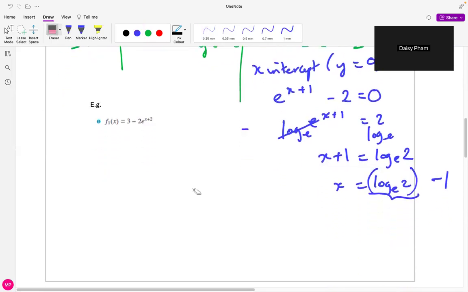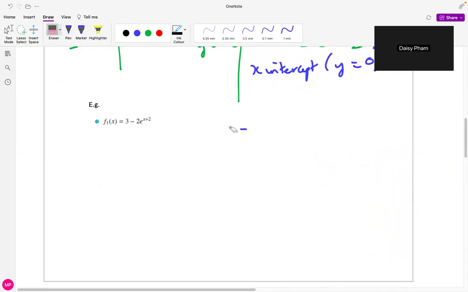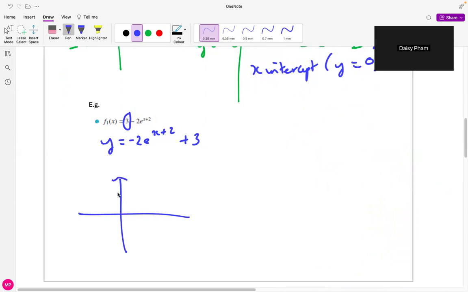Here we're going to do another example. Here is pretty much the same thing. Here I'm going to find the asymptote, which is 3. Another way to think about it, if you just move the 3 to the back, you can see negative 2 a to the power of x plus 2, plus 3. So you can see this is the asymptote. Okay, so y equals 3. Now, there's a negative outside, so that's a reflection in the x-axis, and there's a positive b, so just that reflection.